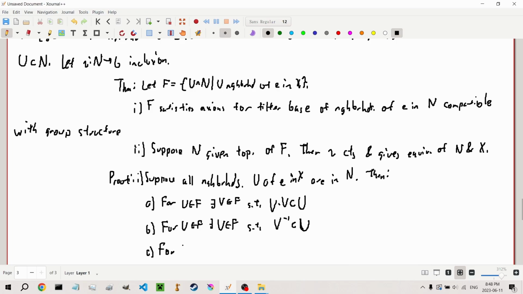For U in F and G in N, there exists a V in F such that V is contained within the conjugate of U by G. And these are all pretty straightforward. A and B are just by continuity of multiplication and inverse respectively. And C is by definition of N.